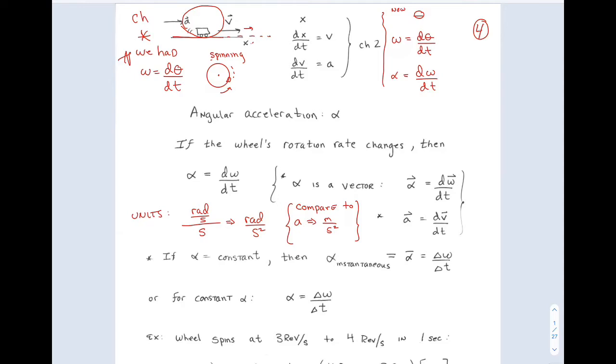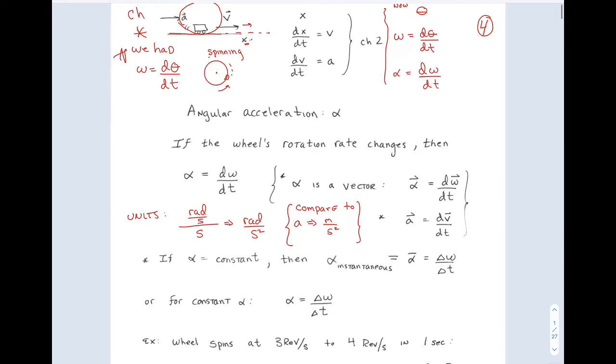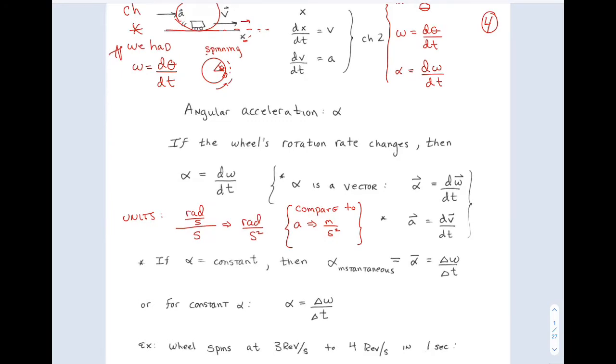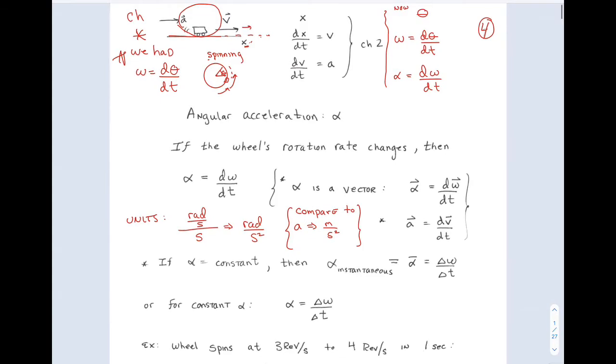Instead of talking about the linear position x, we can talk about an angular position theta. If the car moves down the road, there's a linear displacement delta x. As the car goes around a circle, or if a wheel spins in a circle, then we can talk about an angular displacement delta theta.